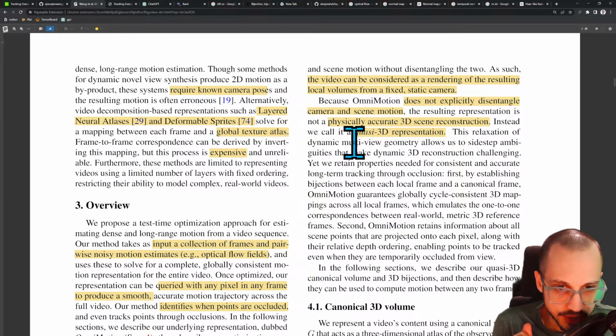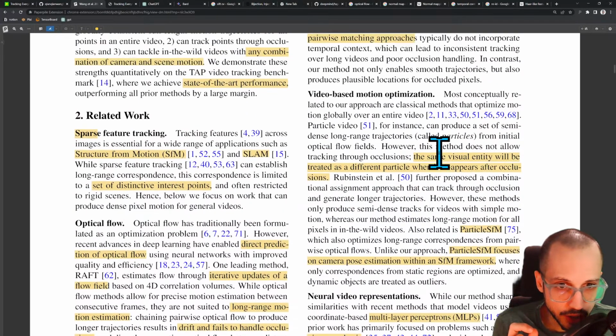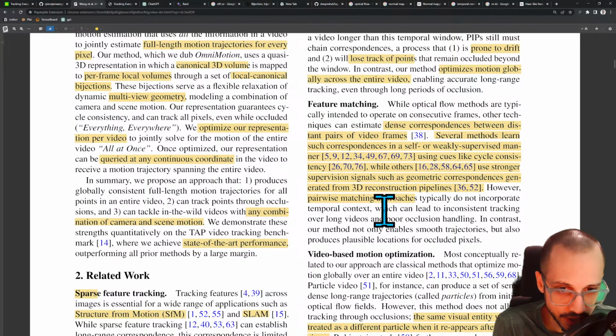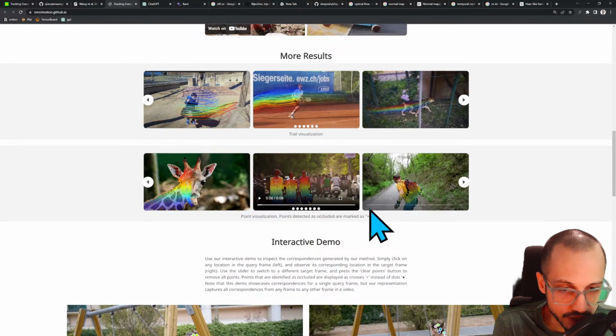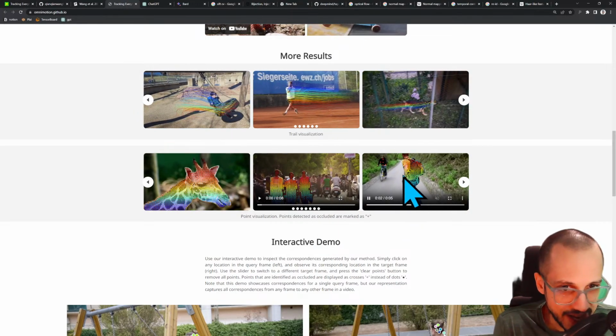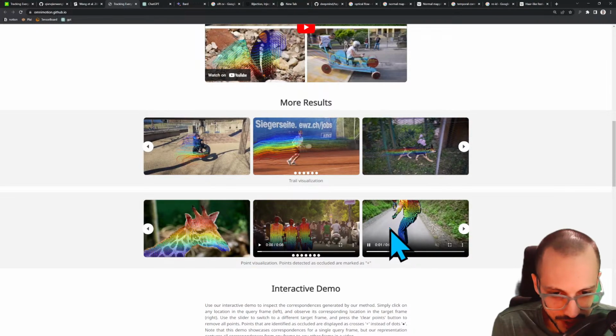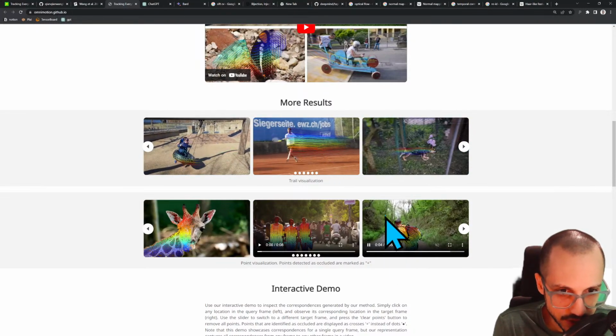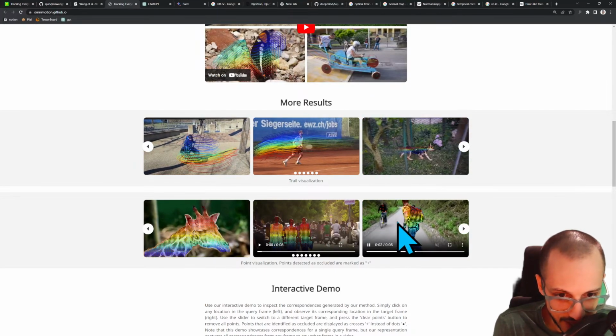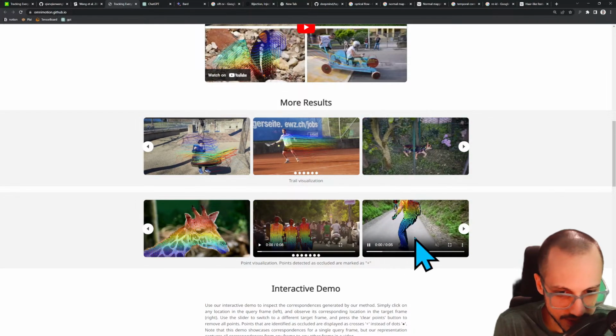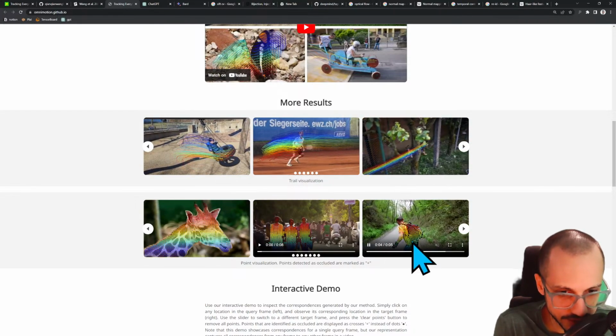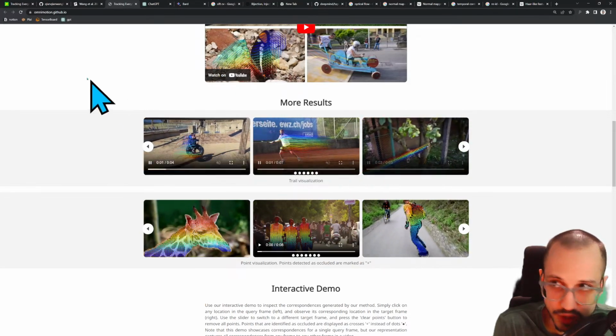This relaxation of dynamic multi-view geometry allows us to sidestep ambiguities that make dynamic 3D reconstruction challenging. So this is kind of interesting, right? Where they actually did mention this up here, how there's a bunch of approaches, a bunch of techniques for structure from motion where people are using these kind of geometric priors, right? Where they're saying, hey, even though this is a 2D video and it's just a bunch of 2D frames, we know for a fact that it's a video of a 3D Euclidean space, which is what our reality is, right? So we should be able to use that information, right? The fact that there's an actual 3D thing here with depth should allow us to basically put constraints on this optimization problem in order to find good correspondences.